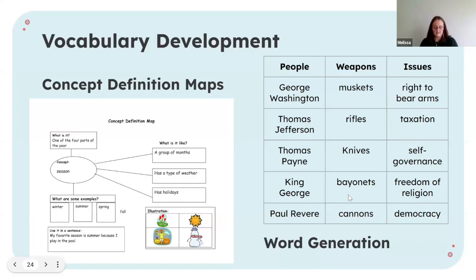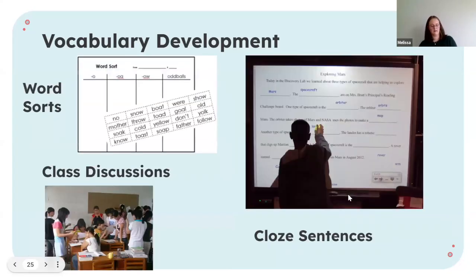Word generation activities, such as this one, are based on the unit being taught. It requires students to recall what they have learned and demonstrate their understanding by sorting into like categories. This example is based on the American Revolution, but it does an excellent job of showing a well-executed word generation activity. Word sorts can be used for phonological awareness or identifying words in a unit with similar endings, beginnings, or blends.